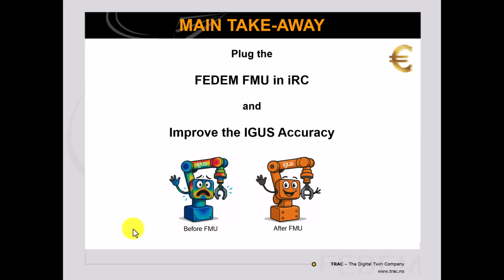If you want to improve the IGUS accuracy in the interpolated points, I need access to the inverse kinematics and we need to control the eigenfrequencies. To do so, we can use FEDEM as an engineering tool to optimize the stiffness of the IGUS robot.